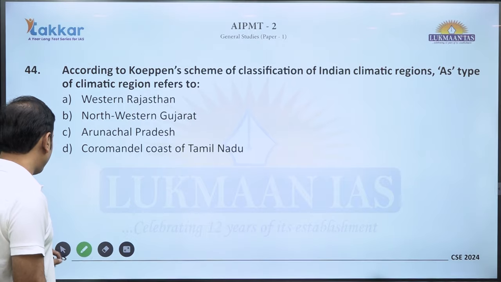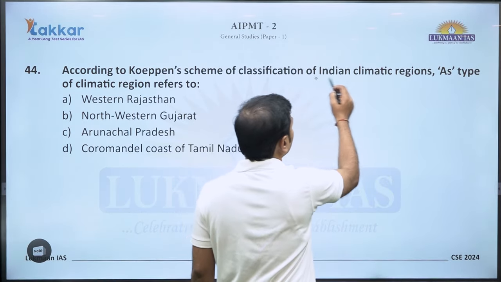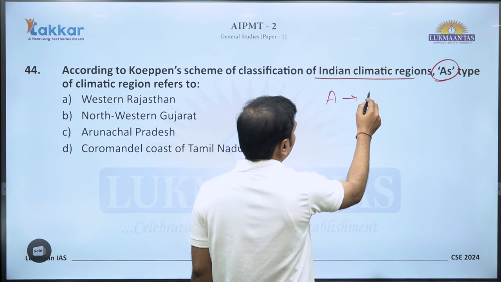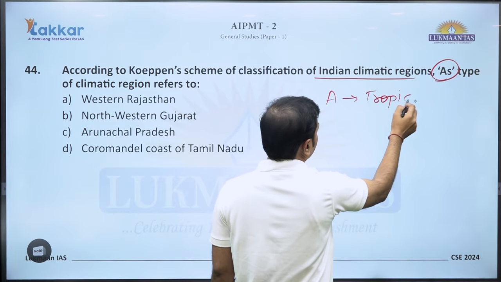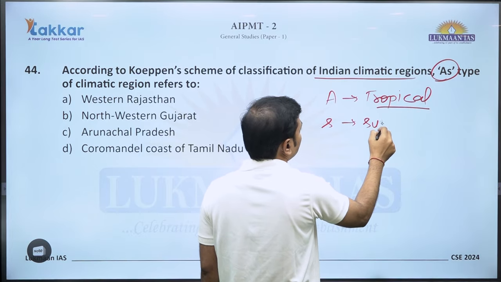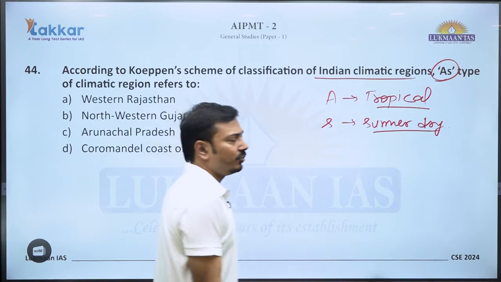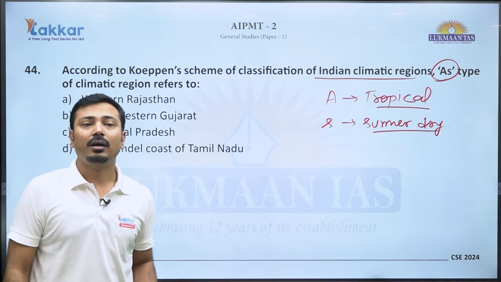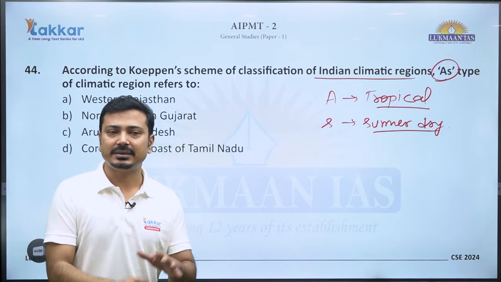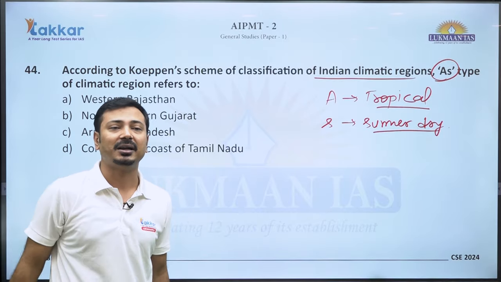What about this one? Köppen's classification of climatic regions, or Indian climatic regions. Here, this is the AS type. So, we know that A is tropical climate. The letter A is for tropical climate, and s is basically summer dry. Small s is summer dry. So, in summer there is no rainfall. In India, which region has a dry summer? Which region is there where it does not rain in summer, that is, it does not rain during the southwest monsoon?